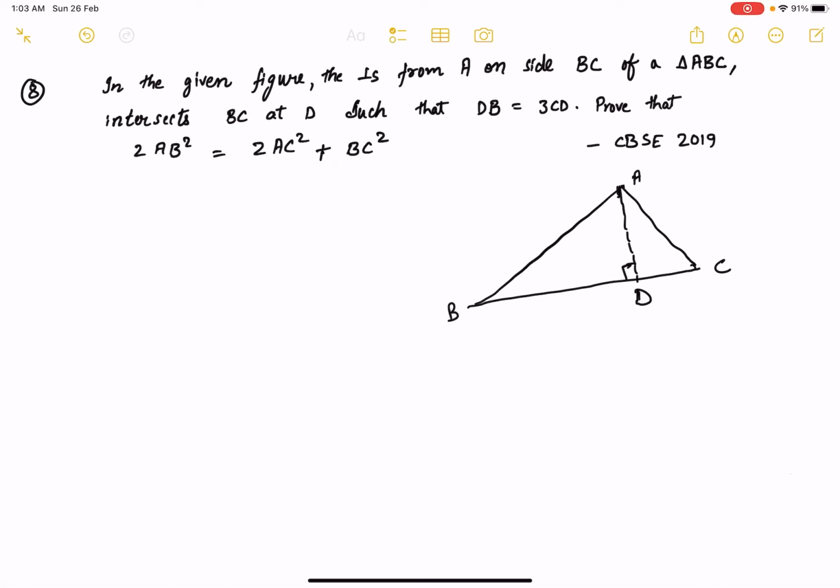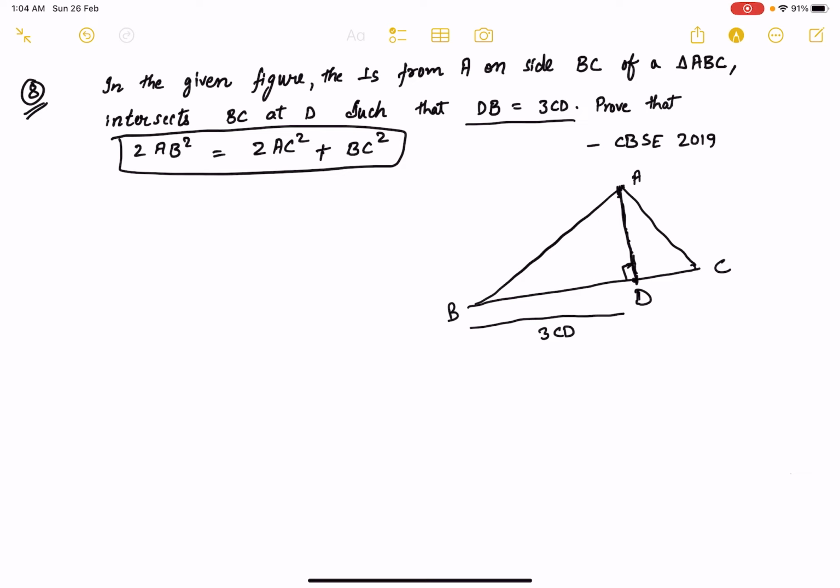So, welcome students. Let's take the eighth example on Pythagoras theorem. In the given figure, a perpendicular from A on the side BC of a triangle ABC intersects BC at D such that DB is equal to 3 times CD. And we have to prove this.